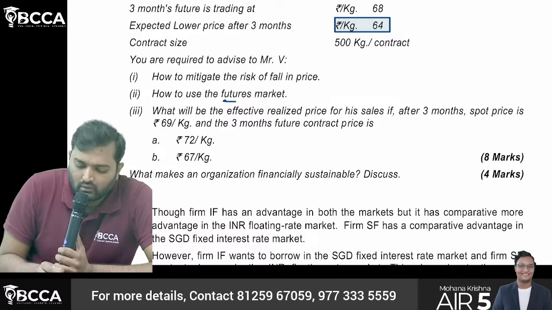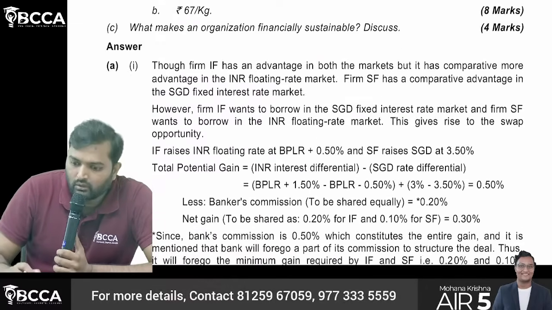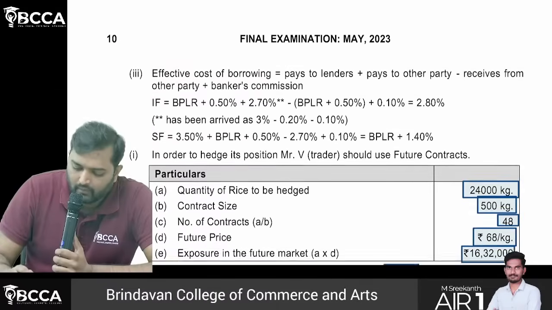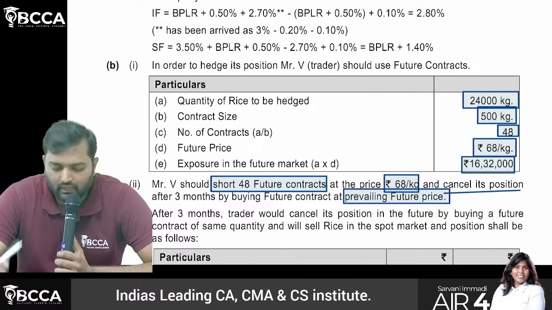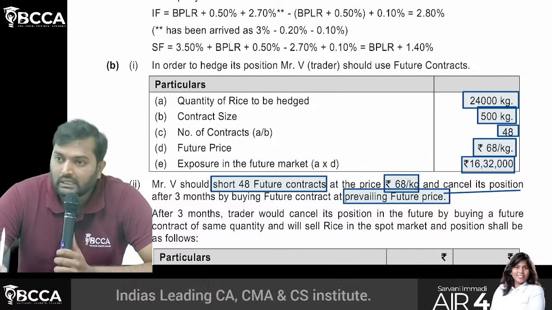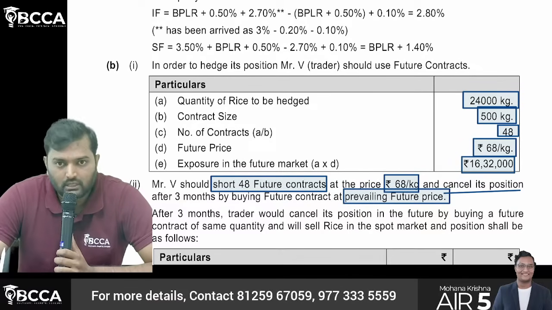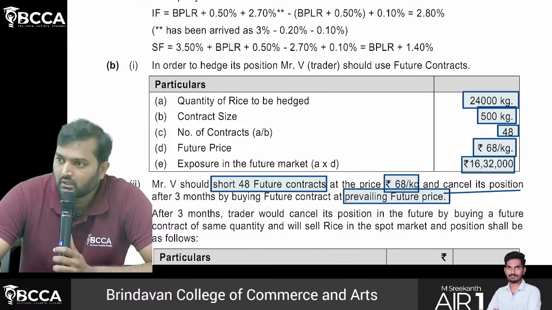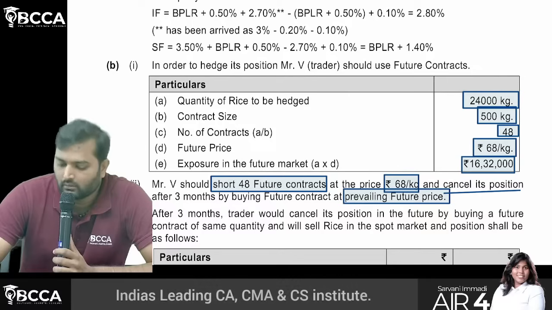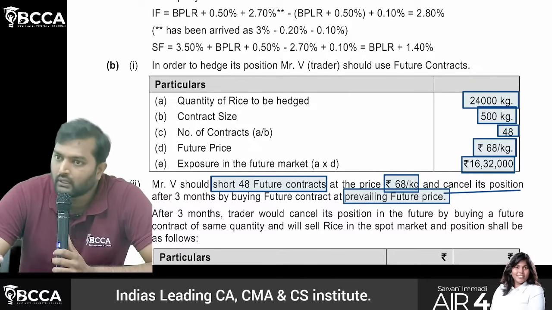Second part of the question is how to use the futures market. He should sell. Mr. V should short 48 futures contracts at a price of rupees 68 per kg and cancel its position. Today he will take a short position and on maturity he will take a long position. Clear?